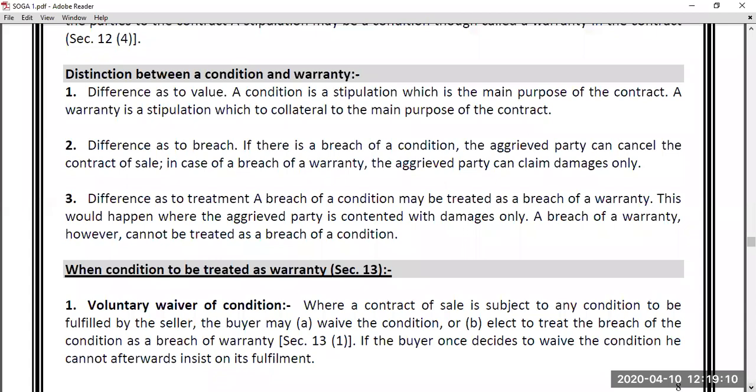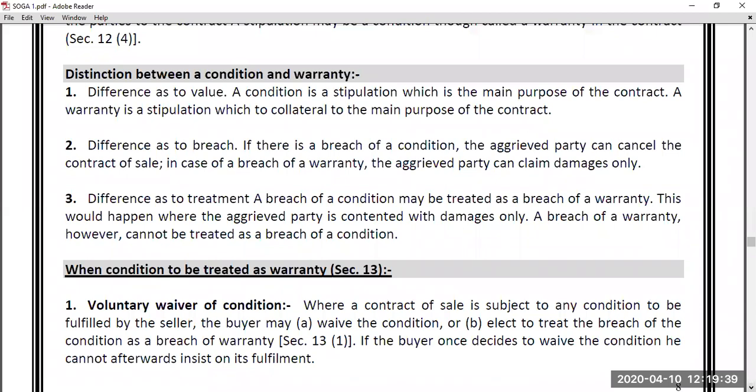You can write it in a single sentence, if you want to write it down: Condition is an essential stipulation on the basis of which the whole contract is formed.